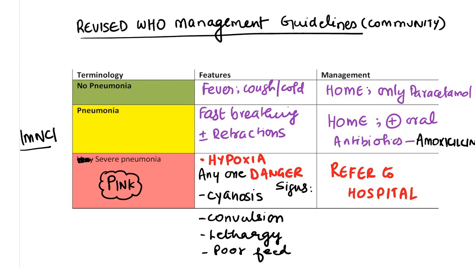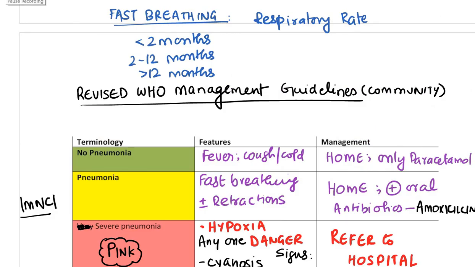Now I just want you to remember this one particular question. Please look at the top portion of the slide. What is the cutoff respiratory rate to be called fast breathing? It depends on the age of the child. If the child is less than 2 months, more than 60 per minute is fast breathing. 2 to 12 months, more than 50 per minute. More than 12 months, more than 40 per minute.